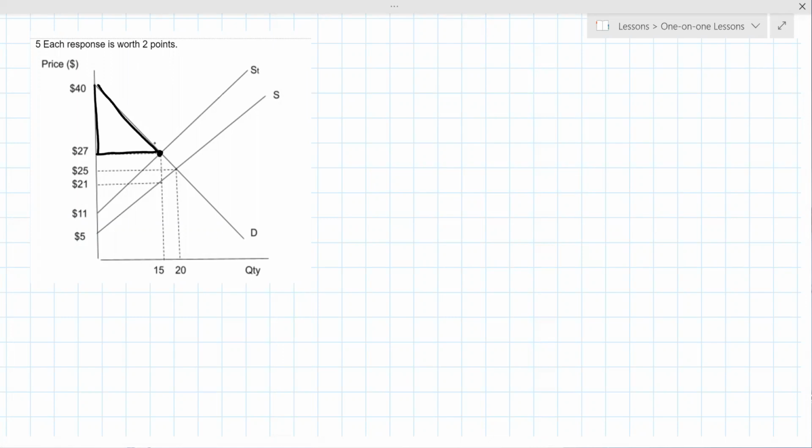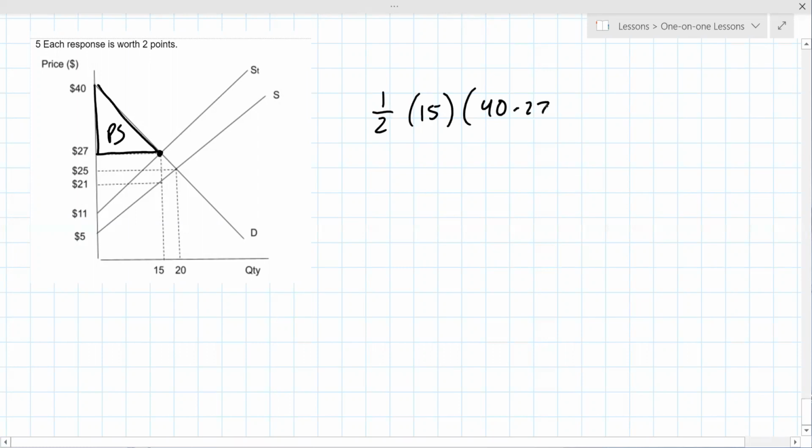All right, I'm back here. So it's just this upper triangle that is the new one, the producer surplus. Is it the triangle formula? Yeah, one half base times height. The base is 15 this time, and the height is 40 minus 27. So 40 minus 27 is 13, times 15, divided by 2. That's 97.5. Yeah, that sounds reasonable.